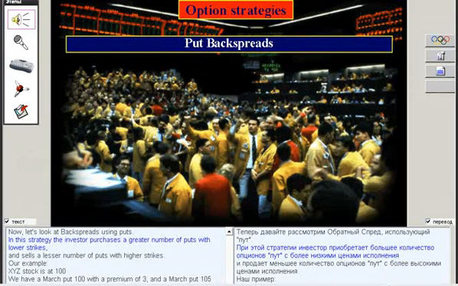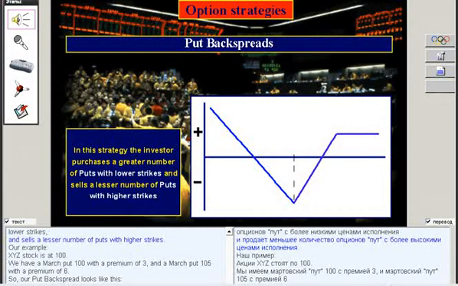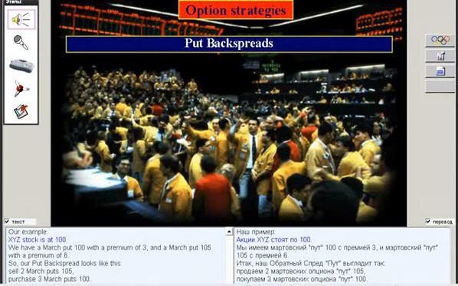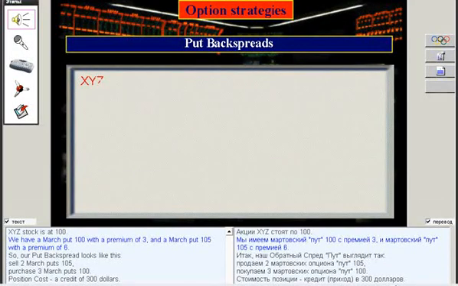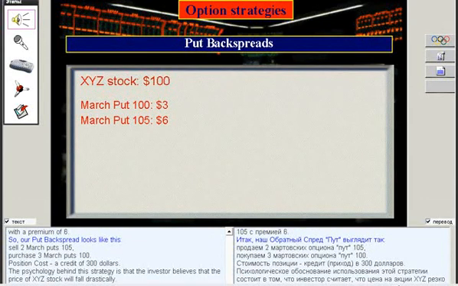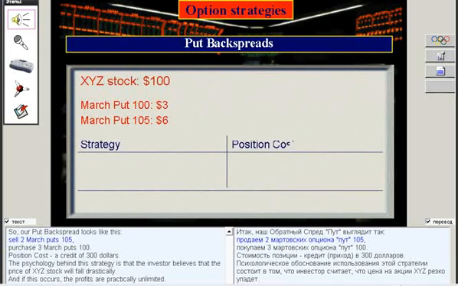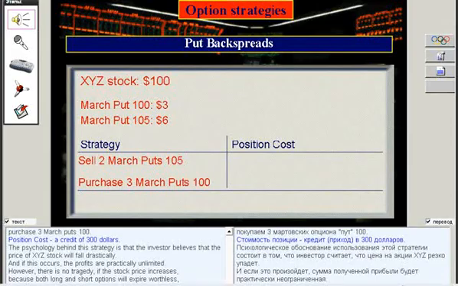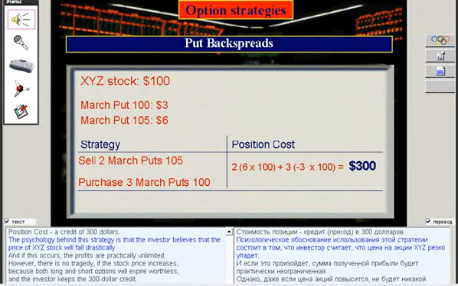Now let's look at back spreads using puts. In this strategy, the investor purchases a greater number of puts with lower strikes and sells a lesser number of puts with higher strikes. Our example. XYZ stock is at 100. We have a March put 100 with a premium of 3 and a March put 105 with a premium of 6. So our put back spread looks like this. Sell 2 March puts 105, purchase 3 March puts 100, position cost, a credit of $300.